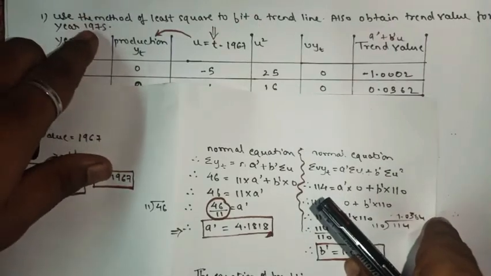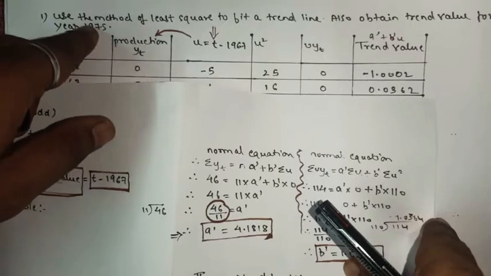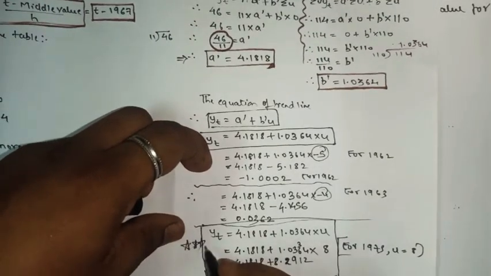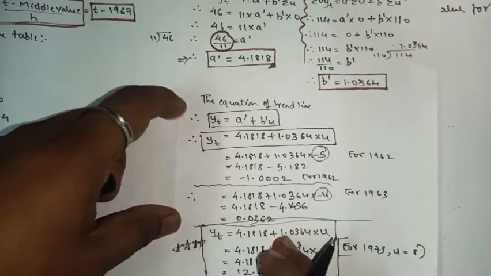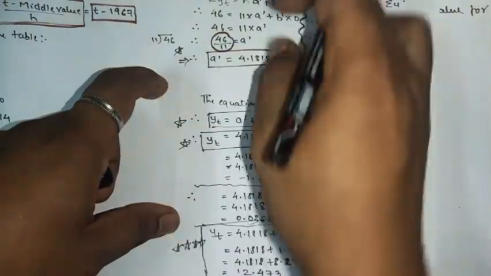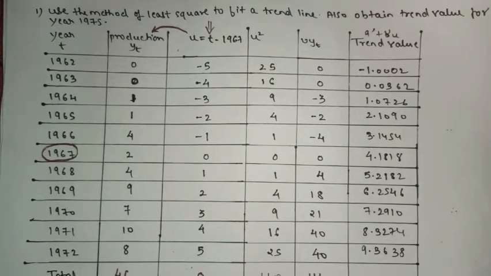But for the final answer, whatever the year they have said you have to find, like here we have to find the trend value for 1975, this part you will show in the exam. This whole part of a and b, and this complete part you will show. I hope you all understood the method and the concept to find the trend values.